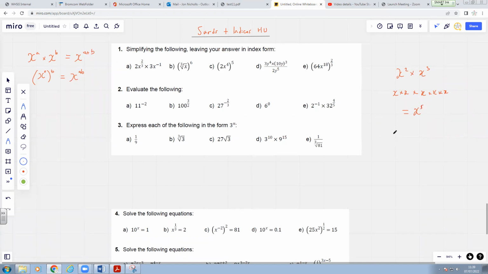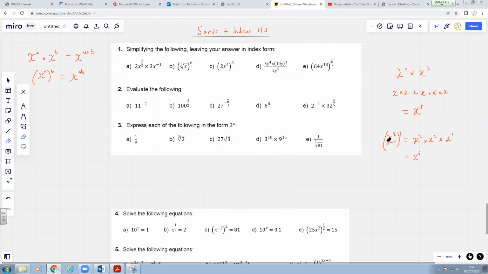Now, why do we times them in the other situation? Well, if you've got x squared cubed, you've really got x squared times x squared times x squared. And so here, you've got repeated addition, and repeated addition is multiplication. And that's why we need to do the 2 times 3, which is x to the power of 6, because we're doing 2 plus 2 plus 2, 3 times. So that's the reason why the rules work.